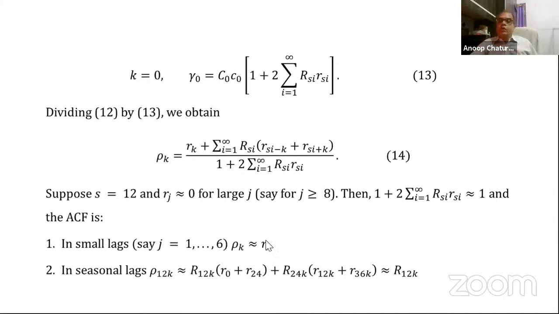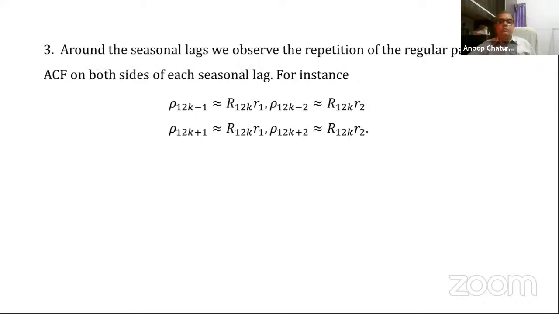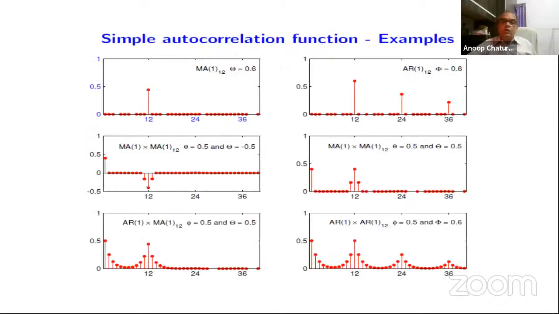For k equal to 0, you get the variance of the process, and then you can get the autocorrelation function, rho k. So for different values of S, small p, small q, capital P, capital Q, you can easily calculate rho k. Okay, let us see all these graphs. Then these graphs will make the picture more clear.